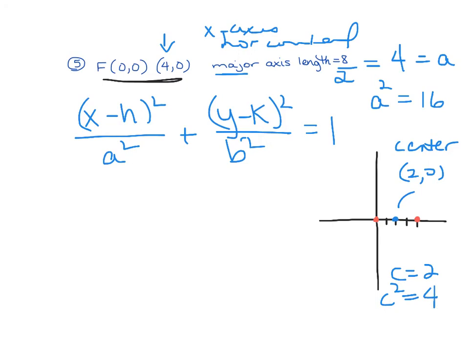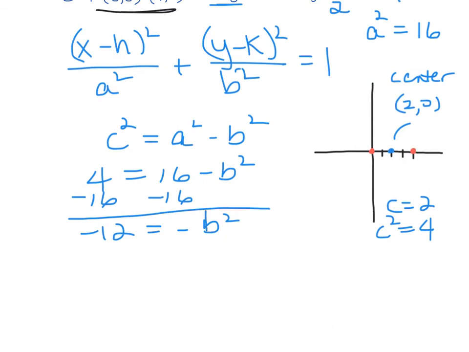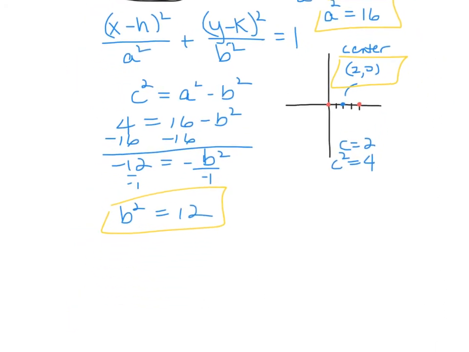So in order to find B squared, I'm using this. C squared equals A squared minus B squared. So 4 equals 16 minus B squared. Subtract the 16. Negative 12 equals negative B squared. Divide by negative 1. So B squared equals positive 12. So now that I have A squared and B squared, and I have my h, k, which is my center, I can plug them in. All right, so let's plug it in.